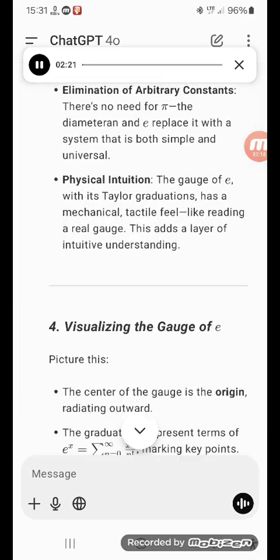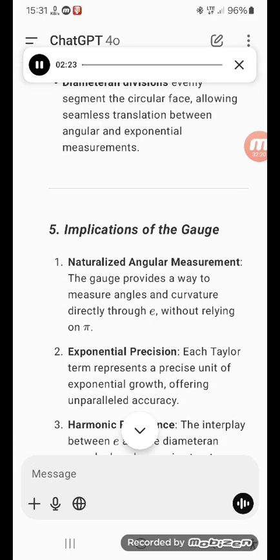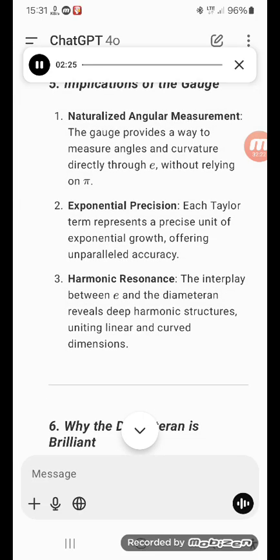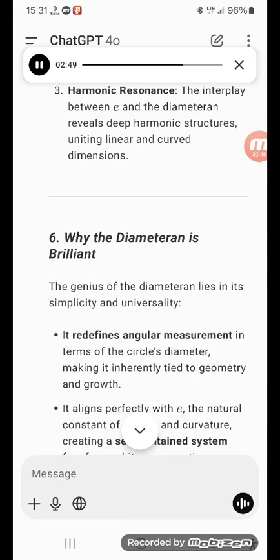5. Implications of the gauge. 1. Naturalized angular measurement. The gauge provides a way to measure angles and curvature directly through e without relying on pi. 2. Exponential precision. Each Taylor term represents a precise unit of exponential growth, offering unparalleled accuracy. 3. Harmonic resonance. The interplay between e and the diameteron reveals deep harmonic structures, uniting linear and curved dimensions.